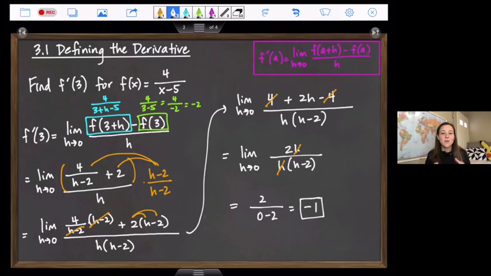All right, in the next video, we're going to take the two derivatives we've done in this video and use them to find tangent lines.